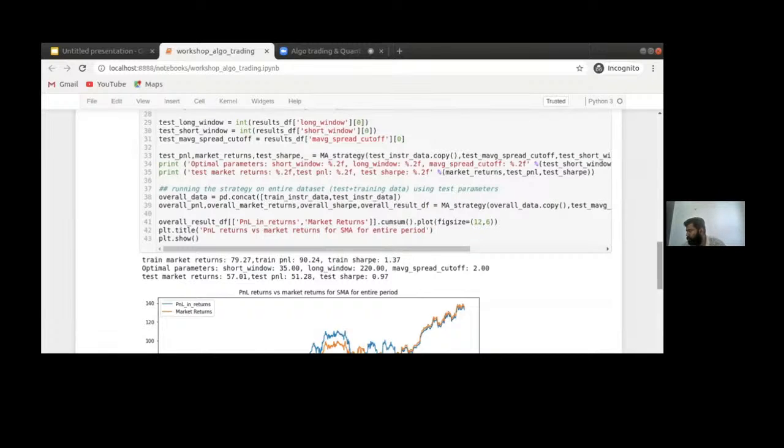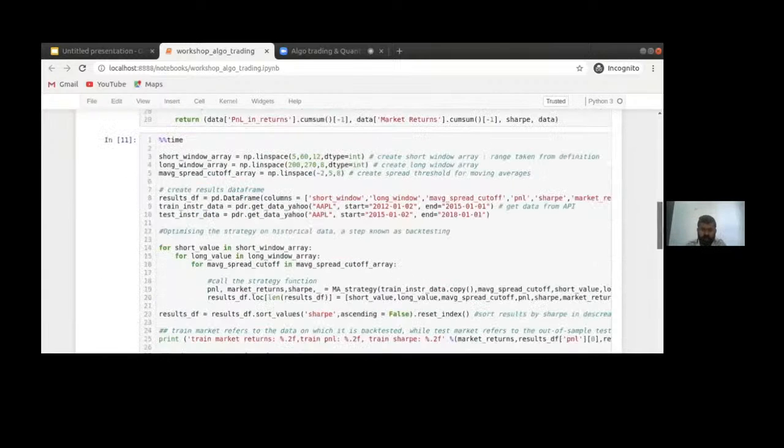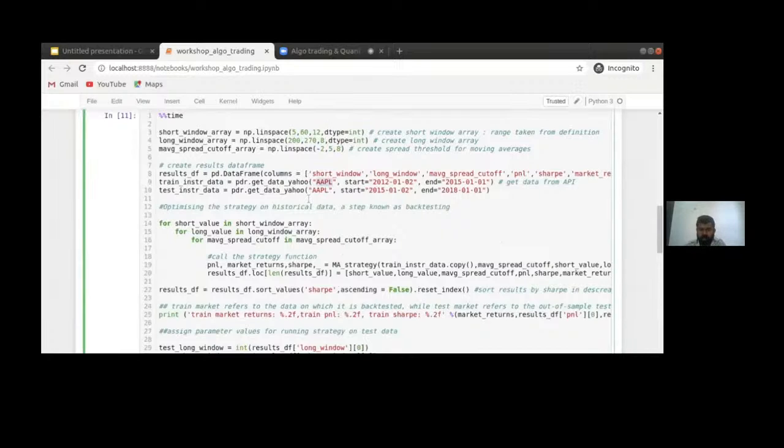Yeah, and you can have Indian stocks also in Pandas DataReader. You can check. Basically, instead of Apple, you will have to put something else. What you need to put, you can check up online.